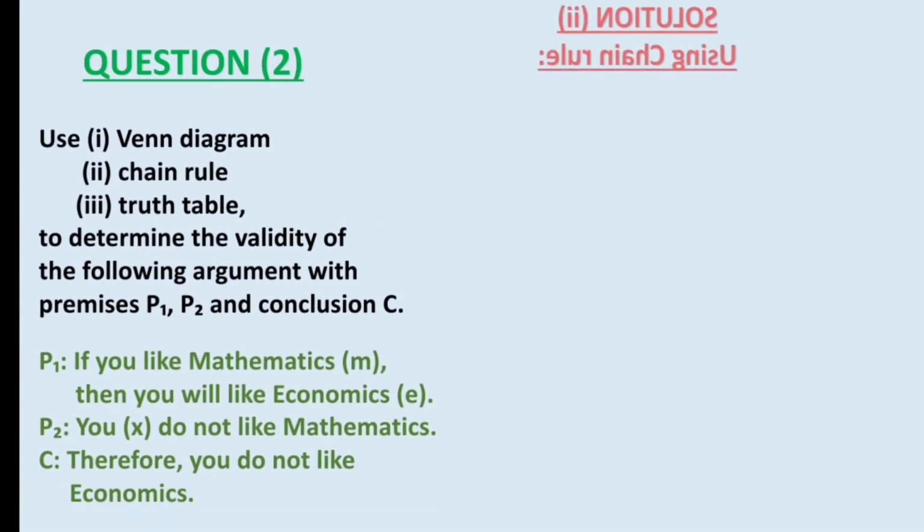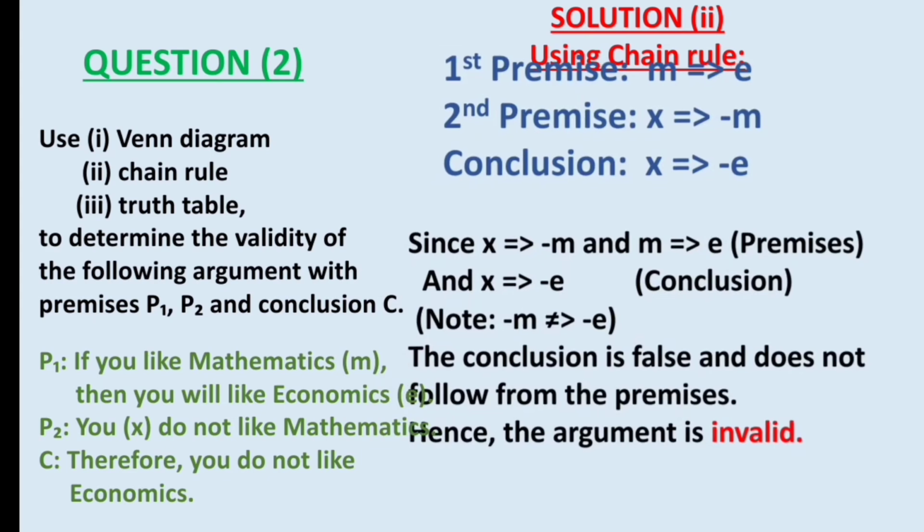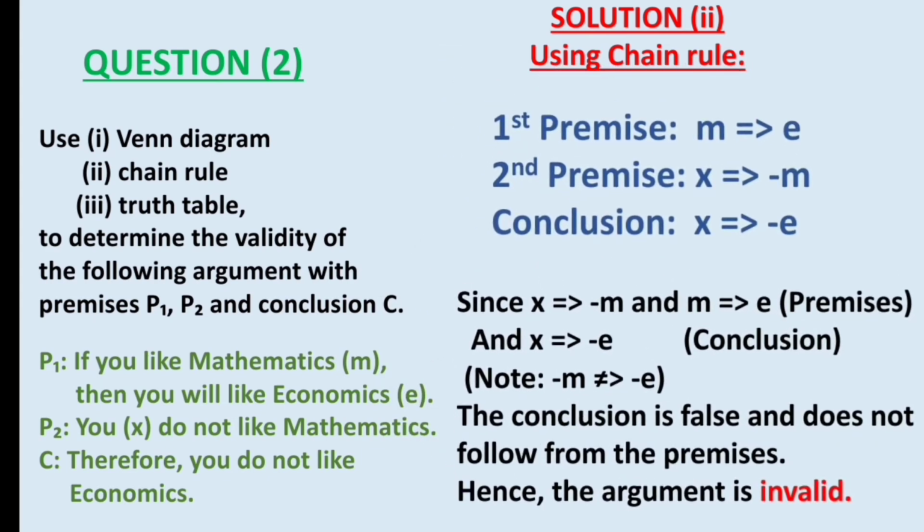Solving question 2 again using chain rule. The first premise written in symbolic form, M implies E. The second premise, X implies negation M. The conclusion, X implies negation E.